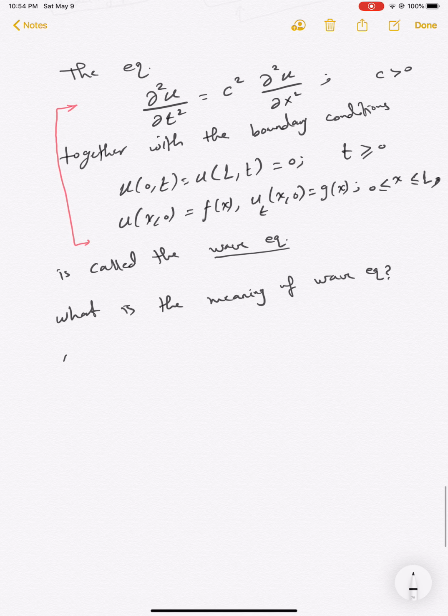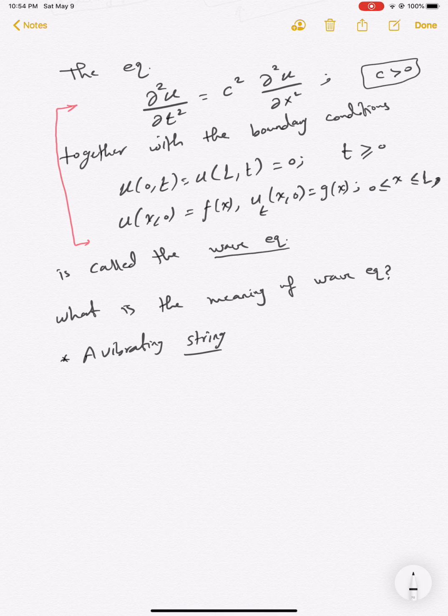So the idea: we have a vibrating string. And remember, when we talk about a string, what kind of string do we have? We have a string that's homogeneous. When we talk about homogeneous strings, we mean a string whose mass on every unit of length is the same. This string is elastic. It has a coefficient of elasticity. This is related to the c. The c here is related to the elasticity of the string.